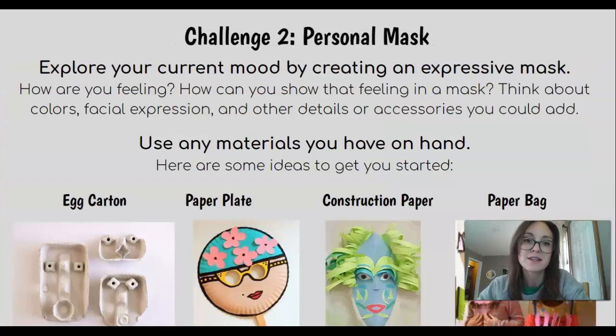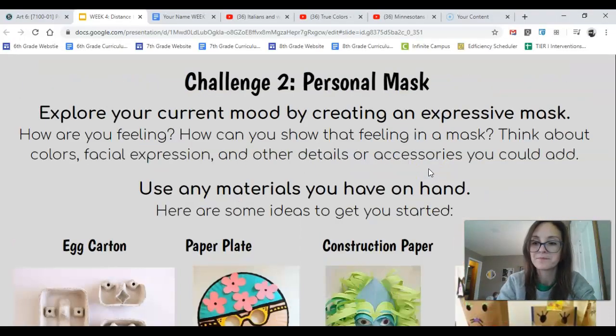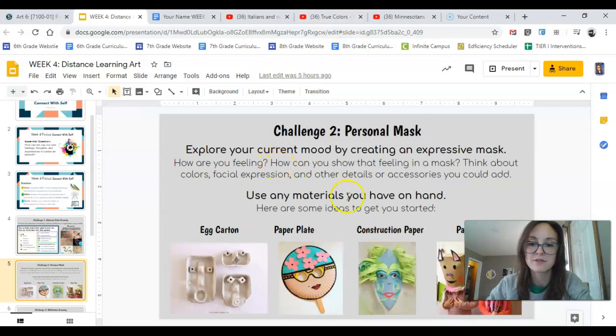Next one is a personal mask. So explore your current mood by creating an expressive mask. Think about how you're feeling and how you could show that. Think about the colors, about the facial expression, about the details and accessories and things that you could add on. And these are just a couple examples. You can't really see the paper bag one. I should do it this way. Maybe you can see it a little bit better. But anyway, just a couple different ways that you could do that if you're interested.